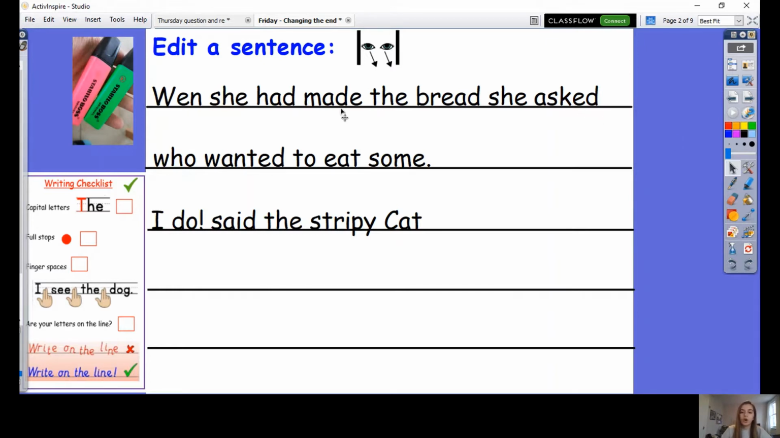We've got a part of our ending here, and I need your help to edit this sentence. We're going to read it all together with our loud and clear voices. When she had made the bread, she asked who wanted to eat some. I do, said the stripy cat. So this is our first two sentences from our ending, and using your writing checklist, you are going to spot the mistakes. So I would like you to pause the video and you have 2 minutes to spot the mistakes.